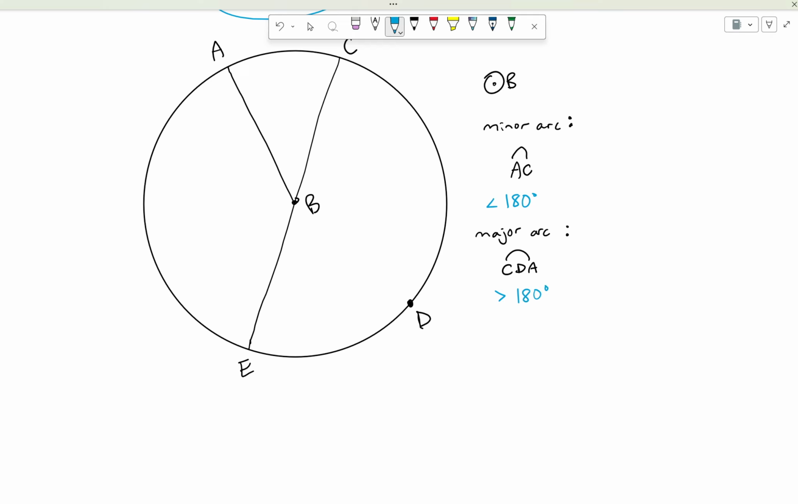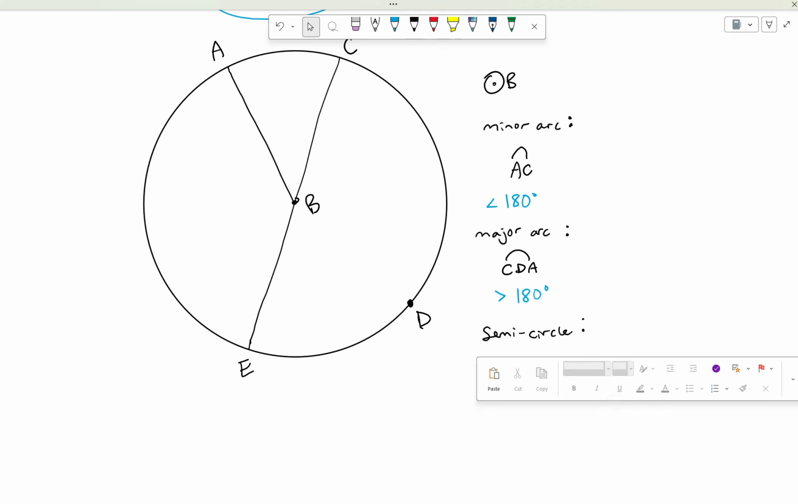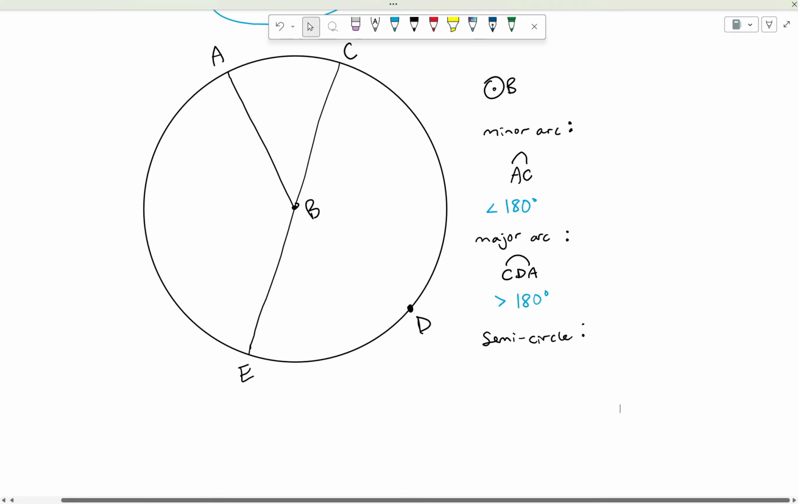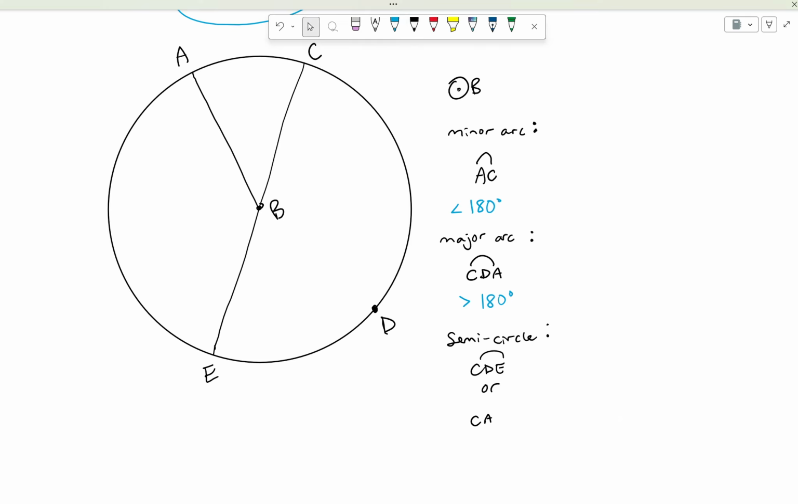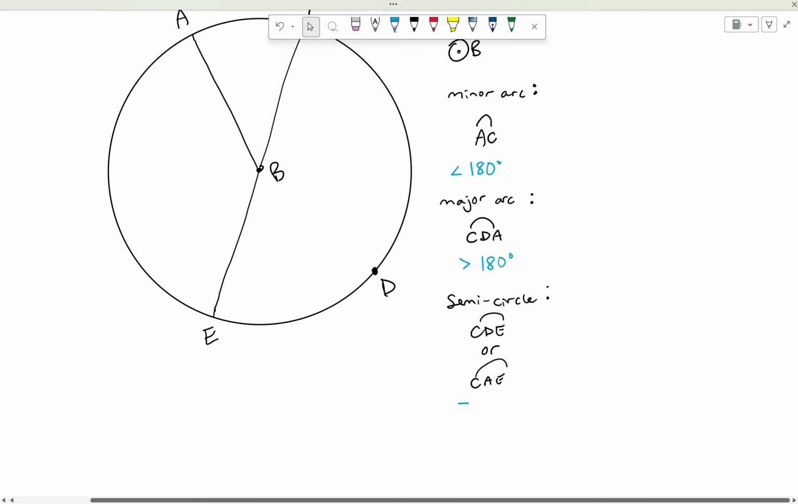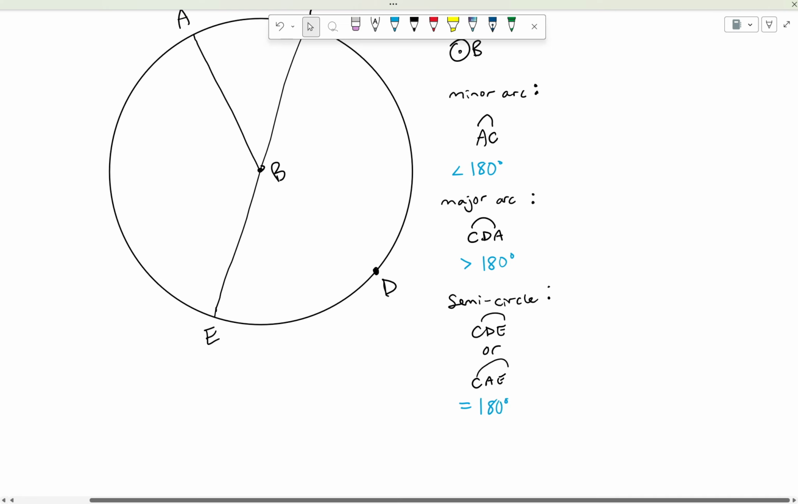And last but not least, I have what's called the semicircle. So what are my other options? I have less than 180. I have greater than 180. And now I'm going to have equal to 180. So for example, I could have arc CDE or CAE. And this one is equal to 180. Alrighty. Next.